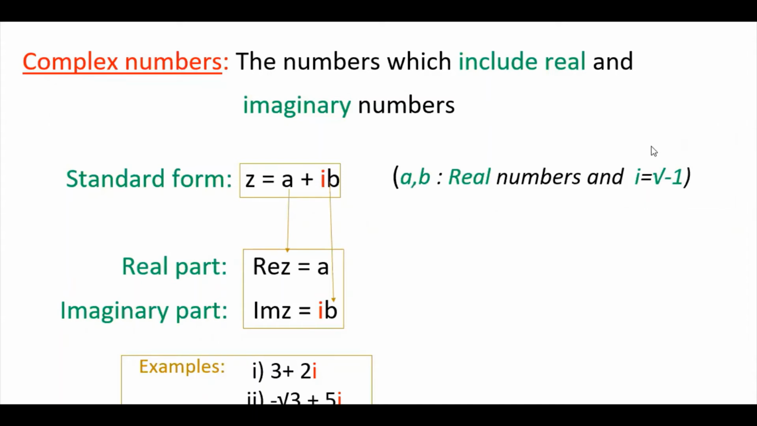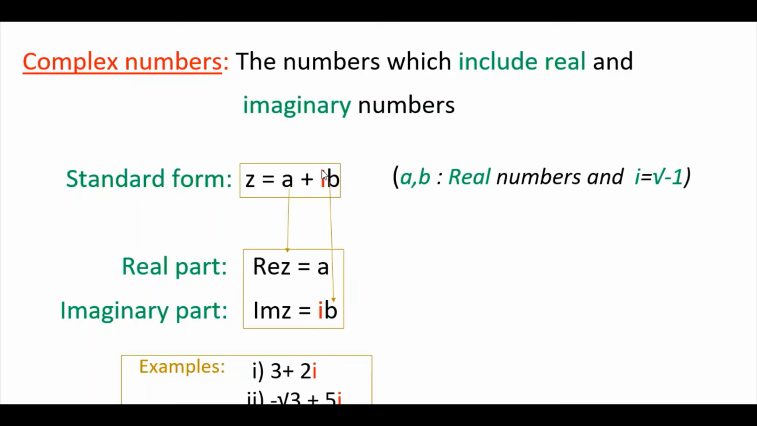Now I am going to tell what complex numbers are. The numbers which include real and imaginary numbers are called complex numbers. The standard form of a complex number z is z equal to a plus ib. Here a and b are real numbers and i is root minus 1, an imaginary number. Here a is a real number, so it is called the real part. You can denote this as Re z, the real part of the complex number, that is a.